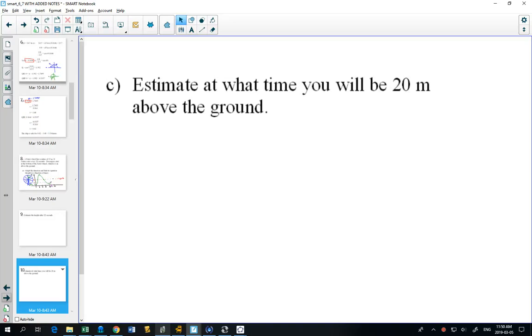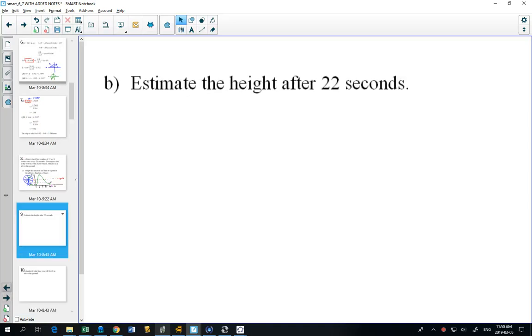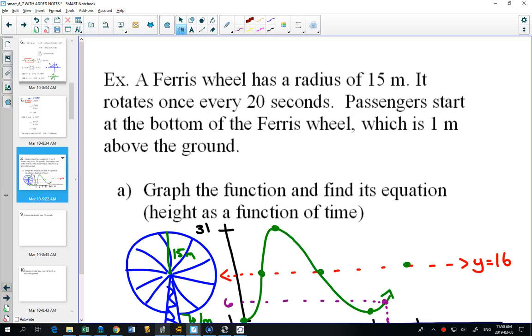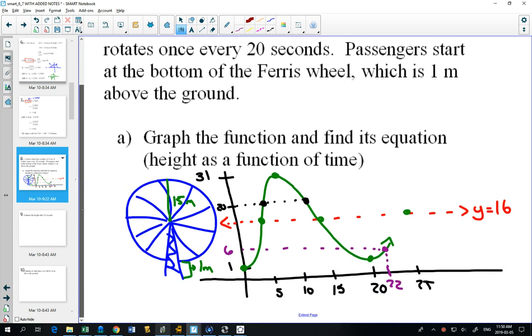So estimate what time you'll be 20 meters above the ground. Again, we could go to our graph, say if that's 20, there'd be a point there, another one there. If I said this first estimate was at 6, what should I say my other estimate would be at? 14. It's symmetrical. So if one estimate was at 6, the other one should be at 14.